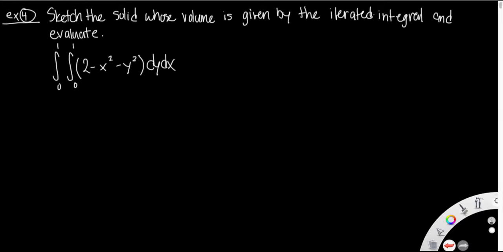This video is a second set of examples on iterated integrals, and in this video we're going to have to use a little bit of a sense of geometry. So this first example, actually our fourth example in the series: sketch the solid whose volume is given by the iterated integral and evaluate.